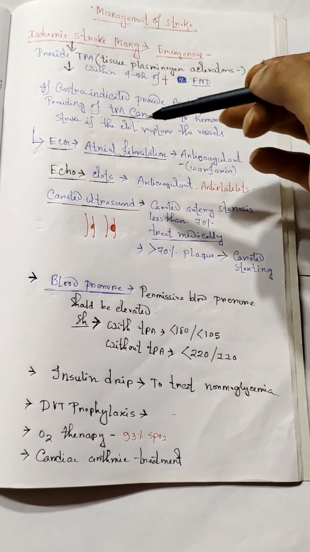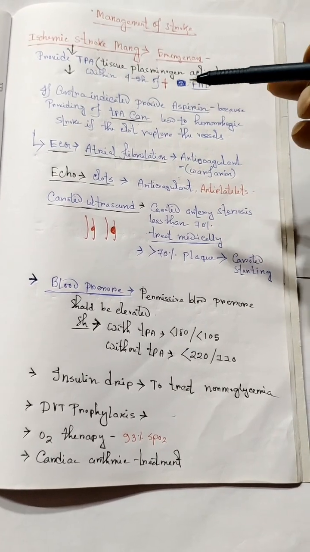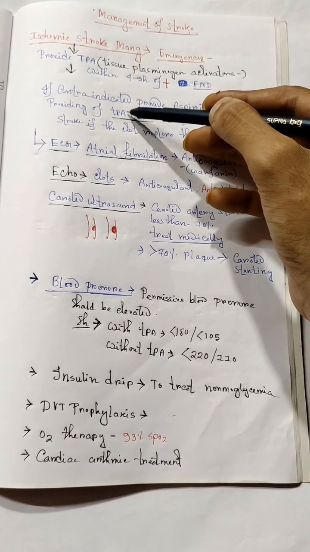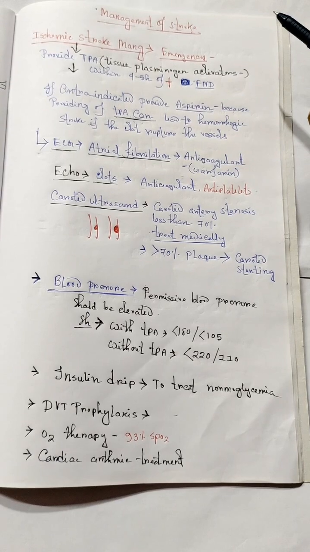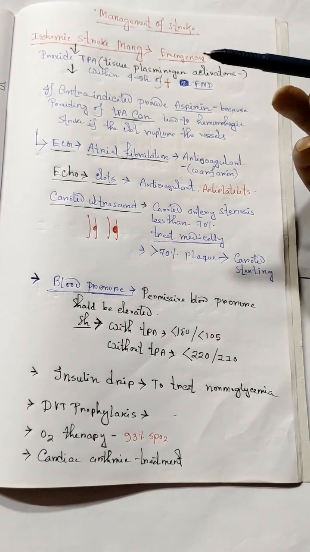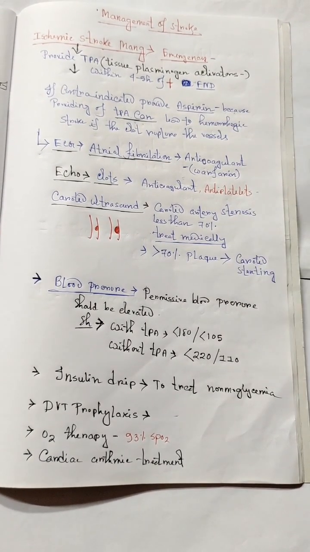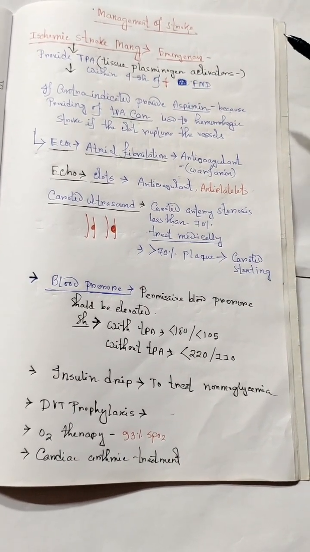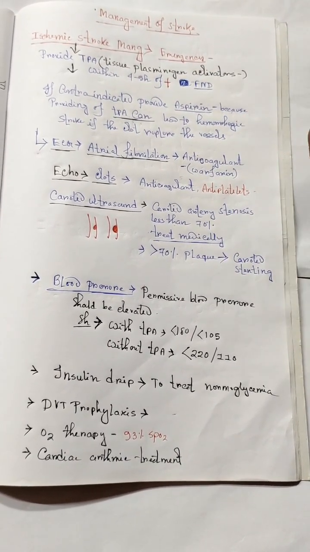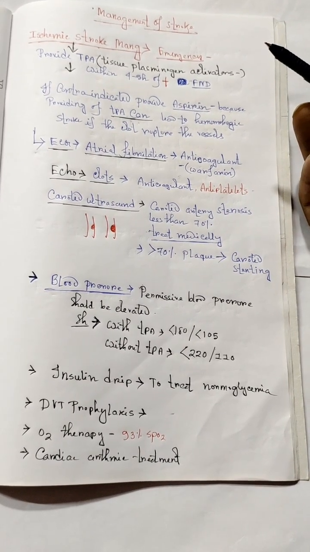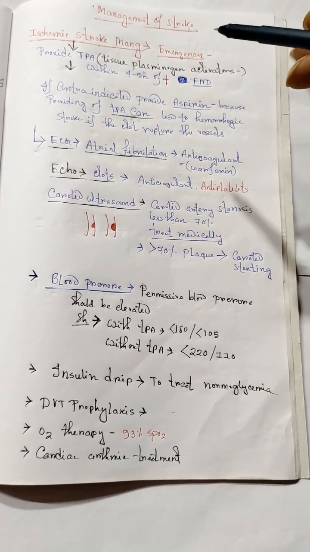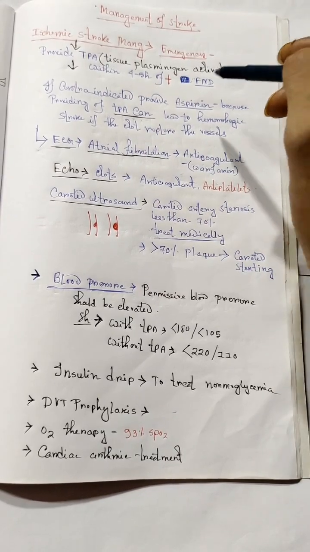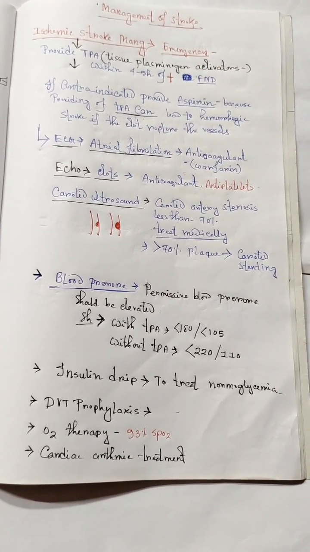So there was no bleeding at the first point. But what happened? When you provided the TPA in contraindicated conditions, that led to blood vessel damage, and there will be bleeding inside the brain, and that finally leads to hemorrhagic stroke. So here you are creating complications for the patient. So make sure there are no contraindications when you are administering the TPA, right?